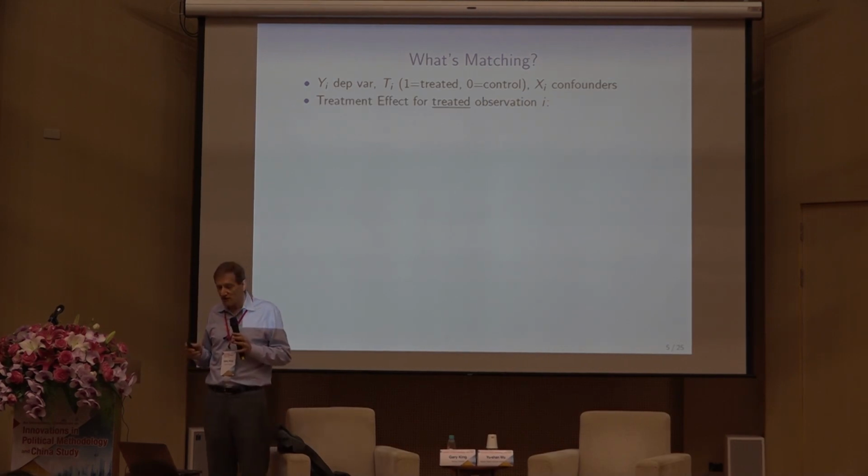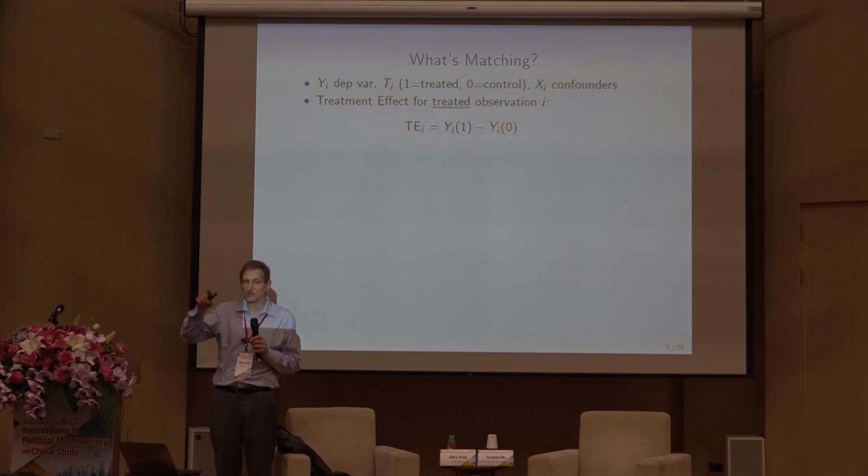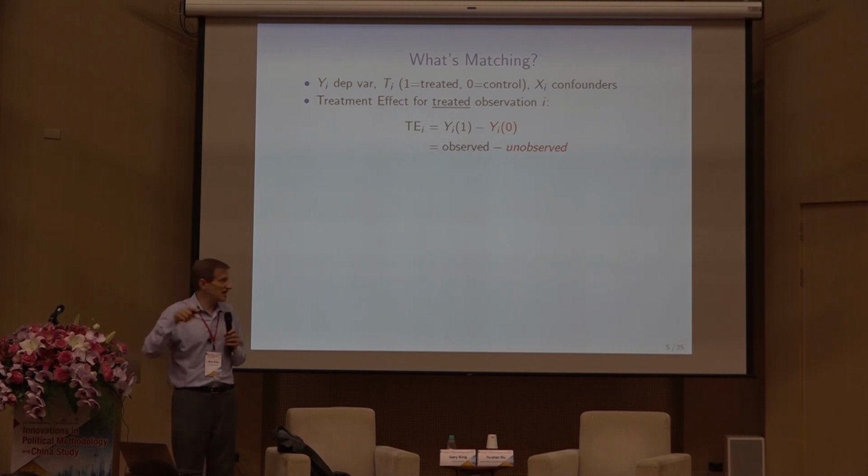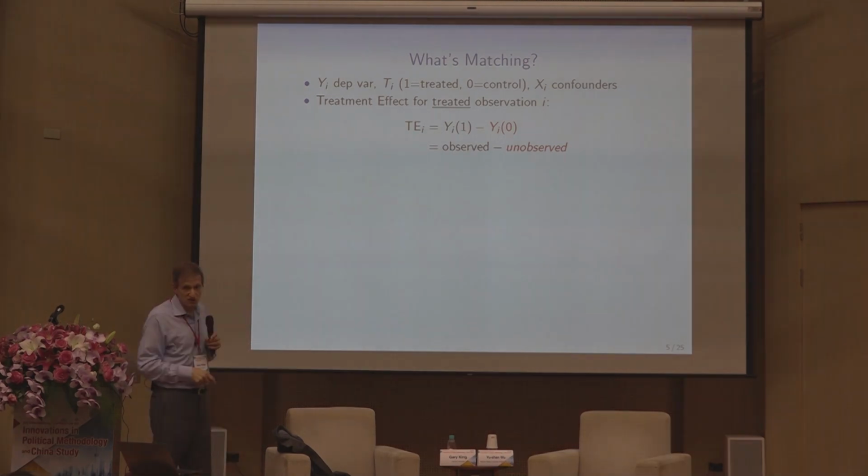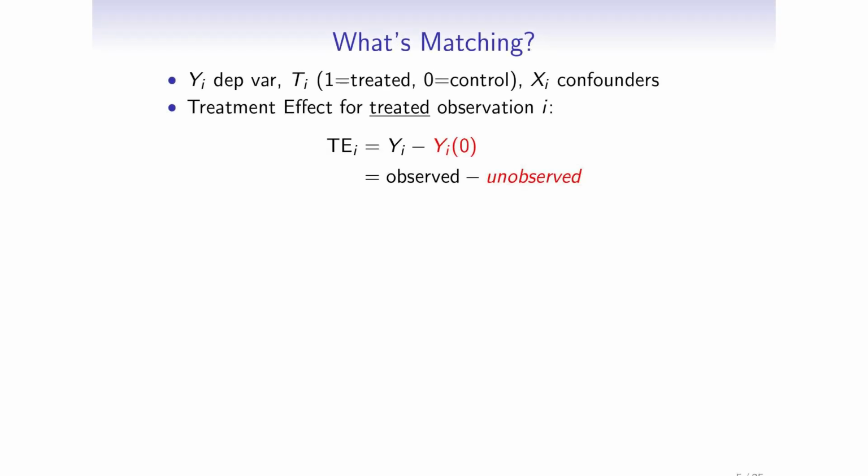The treatment effect for treated observation i, just to make it simple, just for that one observation, is the difference in the two potential outcomes. This is notation if you've heard of it. One is observed, one is not observed. So it's treated observation i. The one means it's treated, the zero means it's not treated.